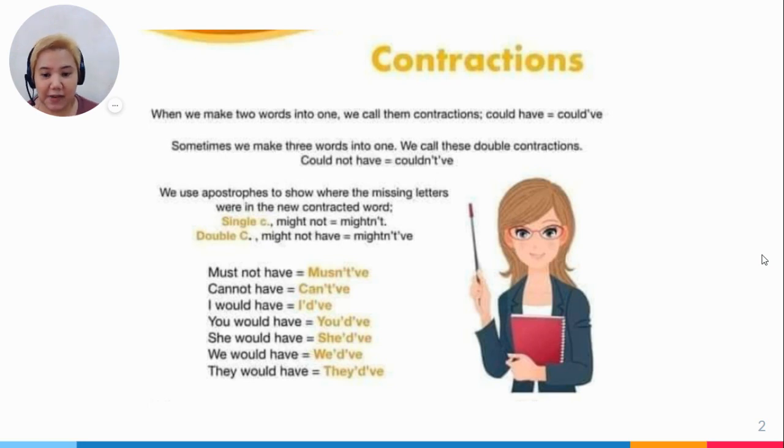We also have other examples. Must not have becomes mustn't have. Cannot have, can't have. I would have, I'd have. You would have, you'd have. She would have, she'd have. We would have, we'd have. They would have, they'd have.